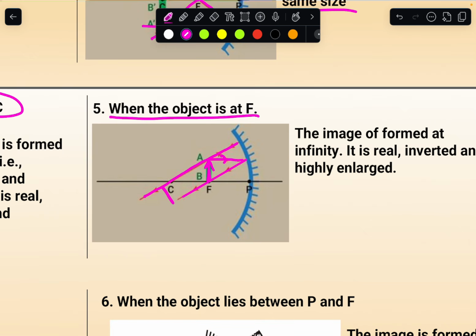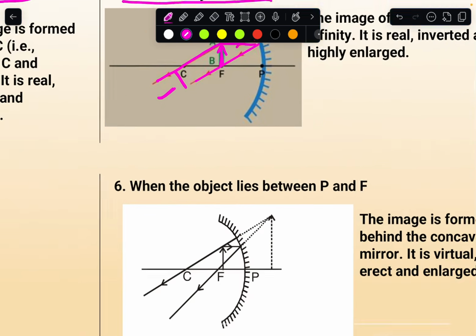Whenever rays are parallel to the principal axis, if incident rays are parallel, the object is at infinity. If reflected rays are parallel, the image is at infinity. So here the image is going to form at infinity. So what can we comment? Image forms at infinity, sir, highly enlarged, real and inverted. Okay.